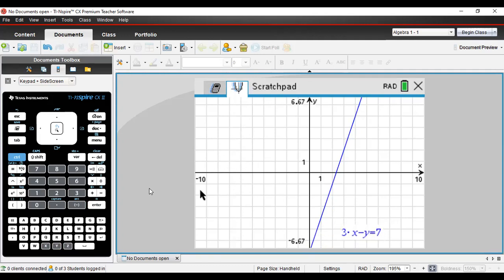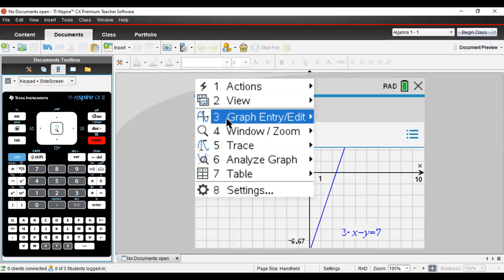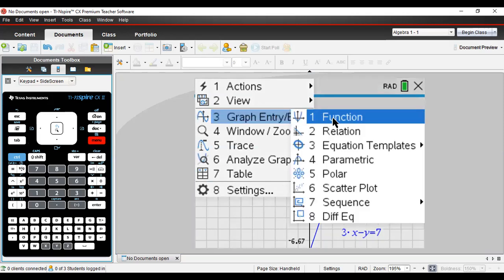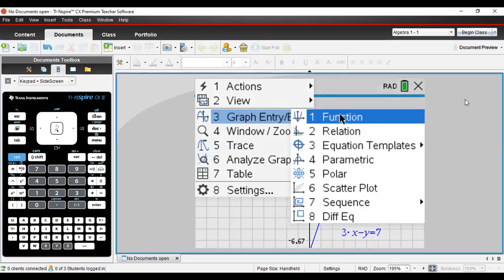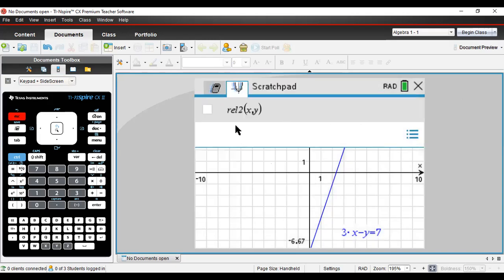Now, I'm going to do the same thing. So when I press tab, now it's in relation mode. You see this REL too? That means we're now using relations, not functions. And by the way, if we wanted to go back to functions, we would go 3 and then 1, and then it would go back to functions. All right. But anyway, now we're going to enter the second equation, 2x plus 3y equals 12.